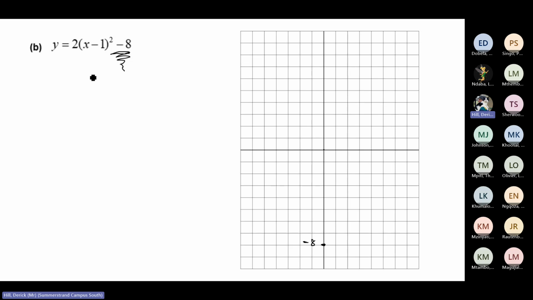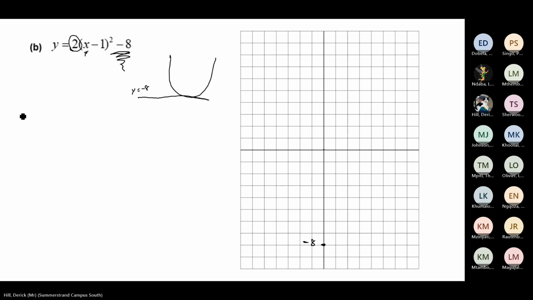Now, is this graph going to be a happy smiley face or is it going to be a sad frowny face? We have a positive 2 here. So the coefficient of x squared is going to be positive, meaning we are going to be positive today and we're going to have a smiley face. So we know the graph is going to look something like this. We know its lowest point is going to be at y equals -8.